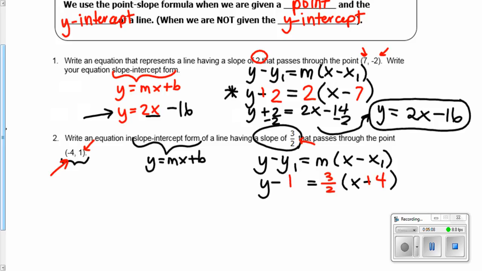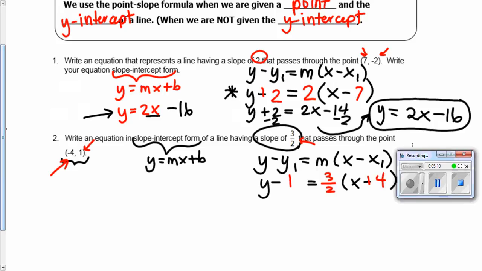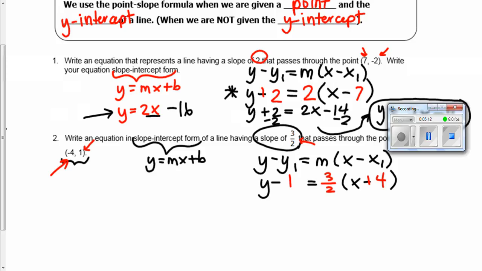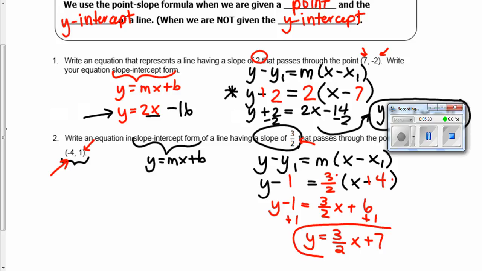So now I just have to work it out. I'm going to leave that minus 1 alone for now. I'm going to distribute first. So y minus 1 equals 3 halves x plus 6. 3 times 4 is 12, divided by 2 is 6. Then I'm going to add 1 to both sides. So y equals 3 halves x plus 7. There is my slope-intercept form. Now I can see my slope is 3 halves and my y-intercept is 7.